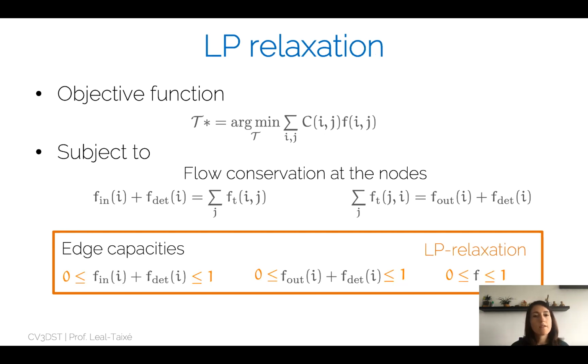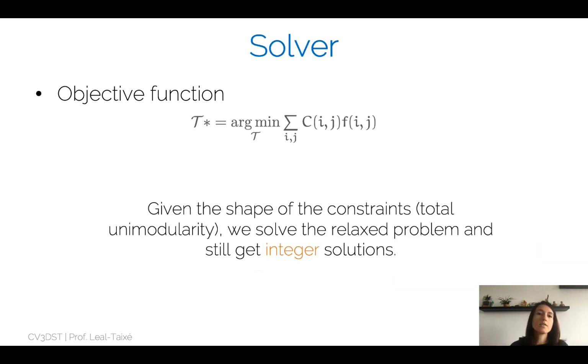But now we have lost this representation that if an edge is active and therefore takes value 1, then it represents a connection, right? So what happens if now f, our indicator function, takes a value of 0.5? Well, luckily for us, given the shape of the constraints, which technically means that our matrix of constraints is totally unimodular, when we actually use our solver to find the solution for the linear problem, the relaxed problem, we still get integer solutions.